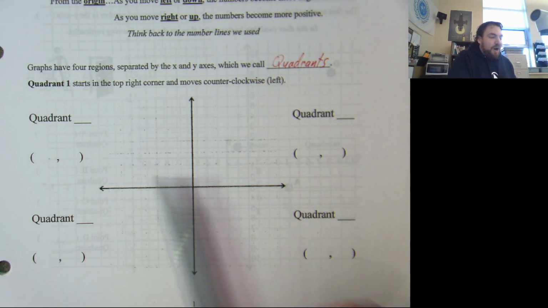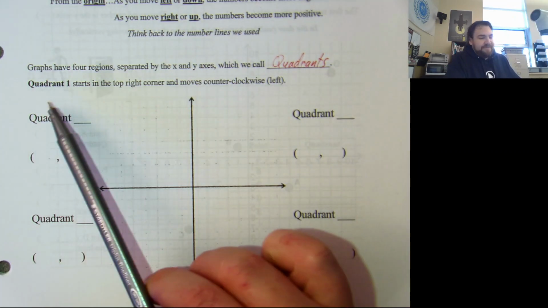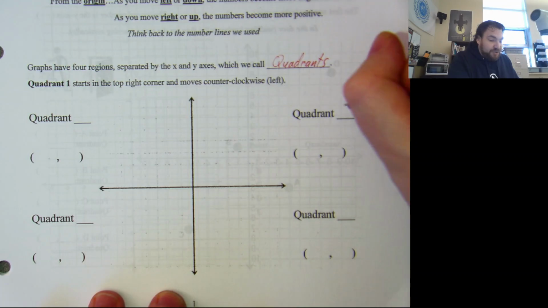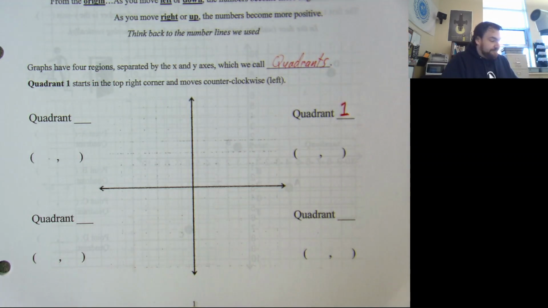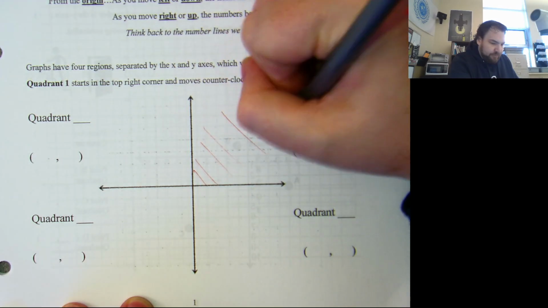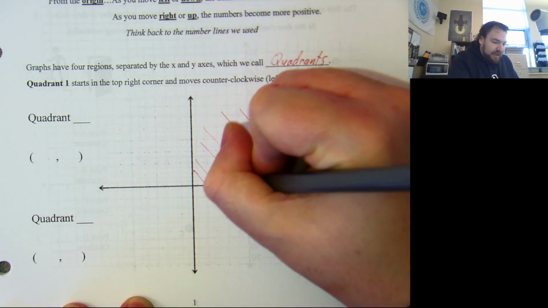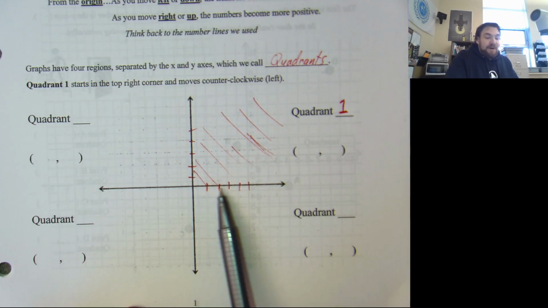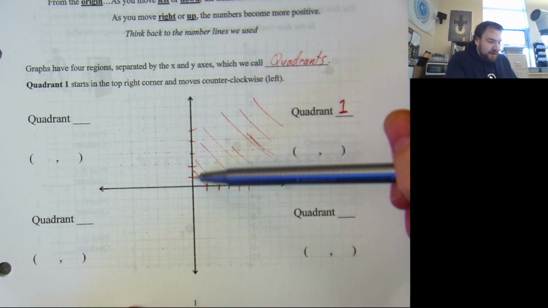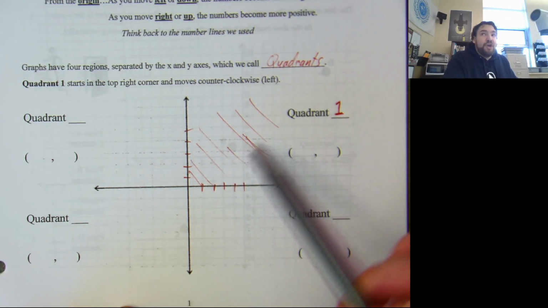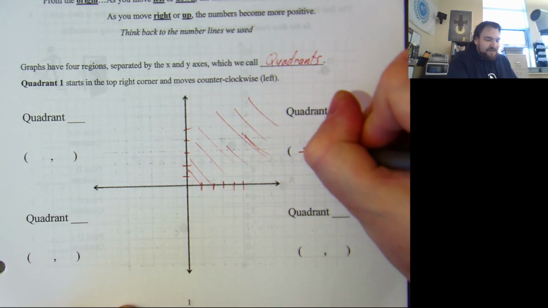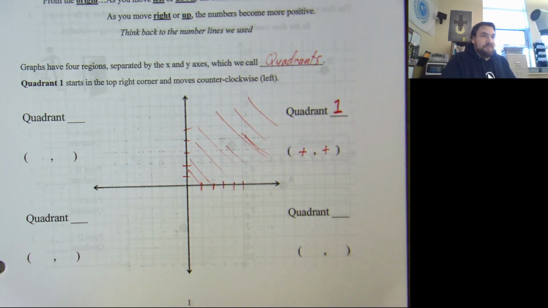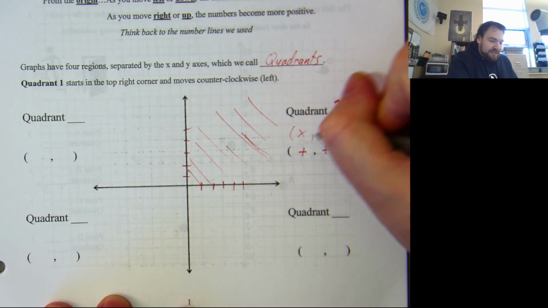So quadrants, and these quadrants get labeled. Quadrant 1 starts in the top right corner. So this guy up here is quadrant 1. And in quadrant 1, that's this zone up here, if you take a look at how the number lines are drawn, X is positive as you move to the right, Y is positive as you move up. So in this whole zone here, X is positive and Y is positive. Because if you recall, these things get labeled X, comma, Y.